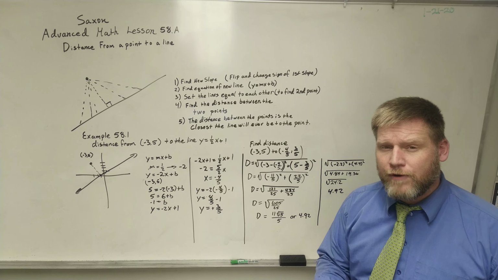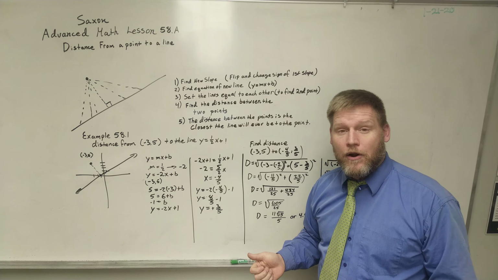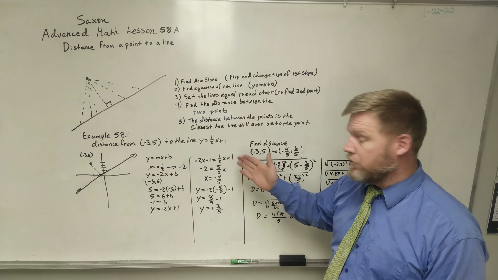All you have to do to find this is know the equation of a line and the point that is not on that line. And you can find the shortest distance between them using this method.